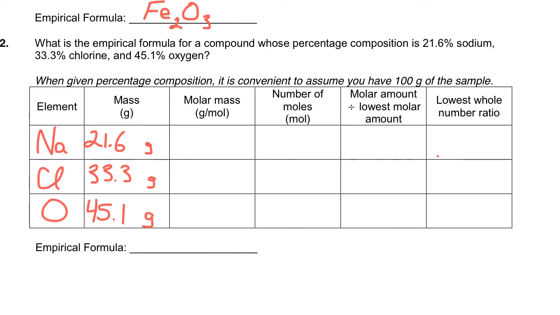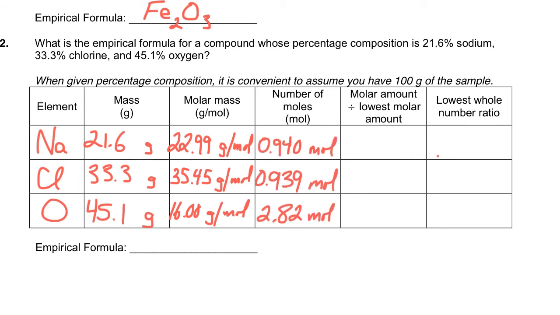Now the process is exactly the same as I did before. I need to find my molar masses using my periodic table. Sodium is 22.99 grams per mole, chlorine is 35.45 grams per mole, and oxygen is 16 grams per mole. Now I can calculate the number of moles. Mass divided by molar mass, and I'll do that for each one. So now I have the number of moles of each element in my sample.